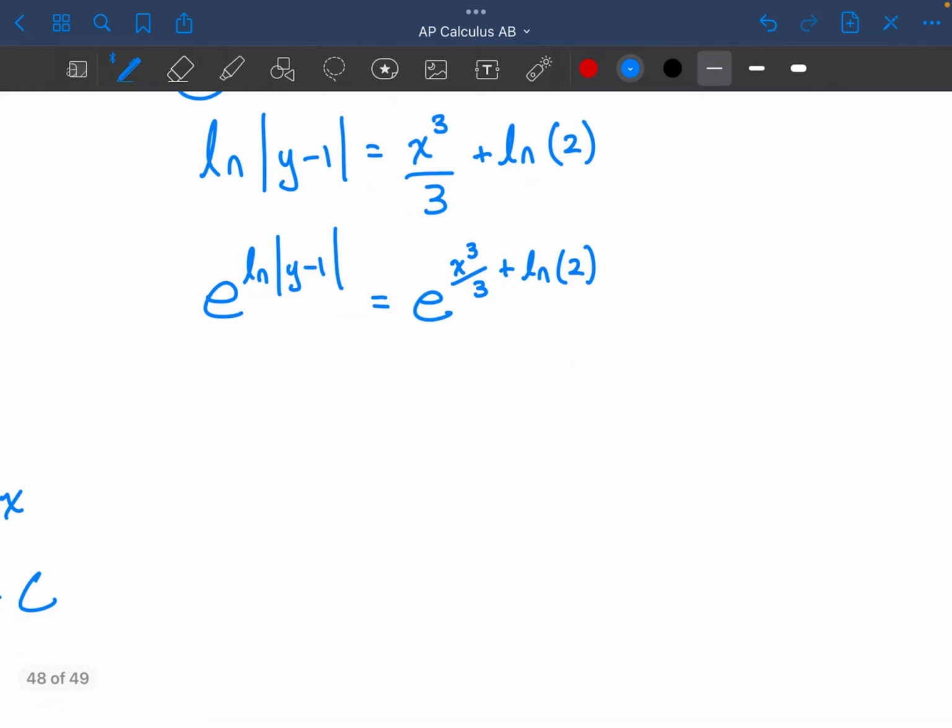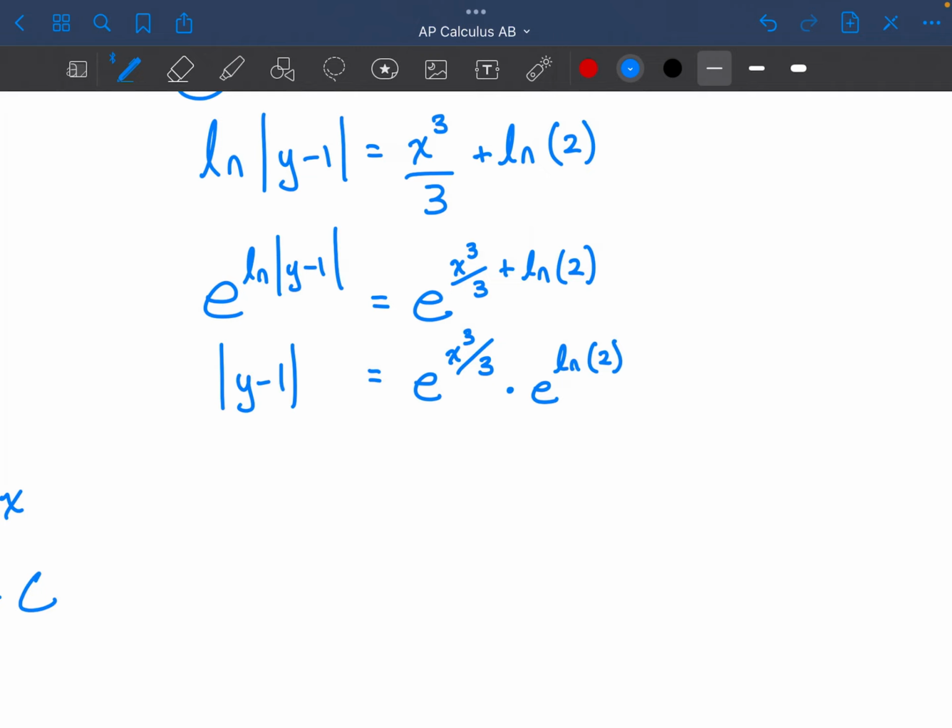So the nice thing about doing the exponentiation is that the e and the natural log on this left-hand side are going to cancel each other out, and I'm just left with an absolute value of y minus 1. It is still annoying that we have the absolute value, but we will get rid of that in a sec. And on the right-hand side, I'm going to rewrite it in a more helpful form: e to the power of x to the power of 3 over 3 times e to the power of natural log of 2.